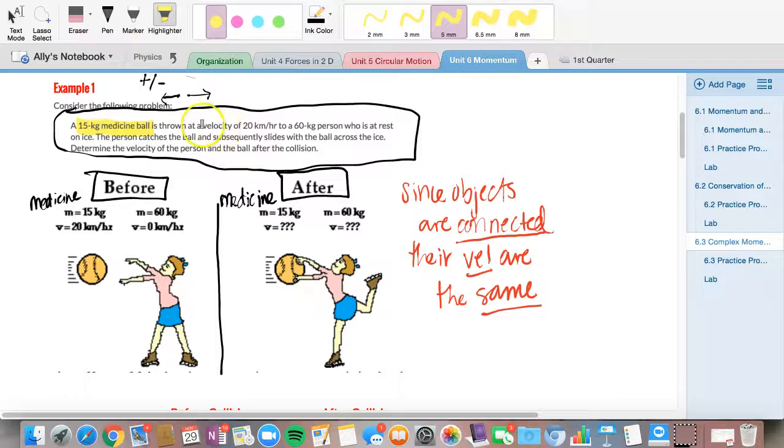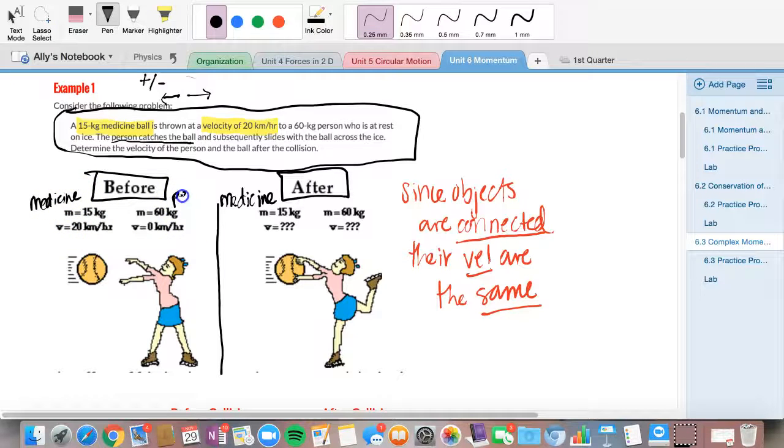Then we keep reading. It says the medicine ball is thrown with this speed. So that's the speed before the collision, okay? So when the person catches the ball, that's the collision. So it's going at a speed of 20 miles per hour. So here's my velocity and here's my mass, okay? So this is the medicine ball before.